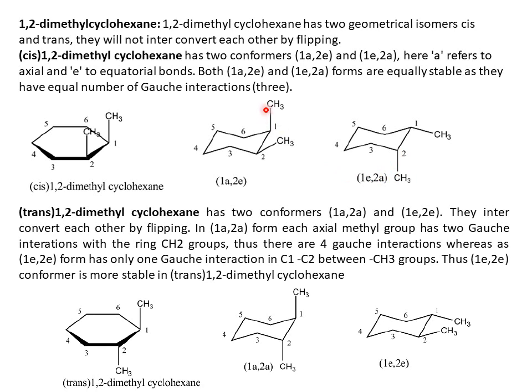When you analyze the gauche interactions, as we have seen in the earlier slide, whenever there is an axial methyl group, there are two gauche interactions. One with respect to the 1,2 bond, the gauche interaction with the third CH2 group and this methyl group. And also we have a gauche interaction about the 1,6 bond between the methyl group and the CH2 group. So there are two gauche interactions here in 1A, 2E.